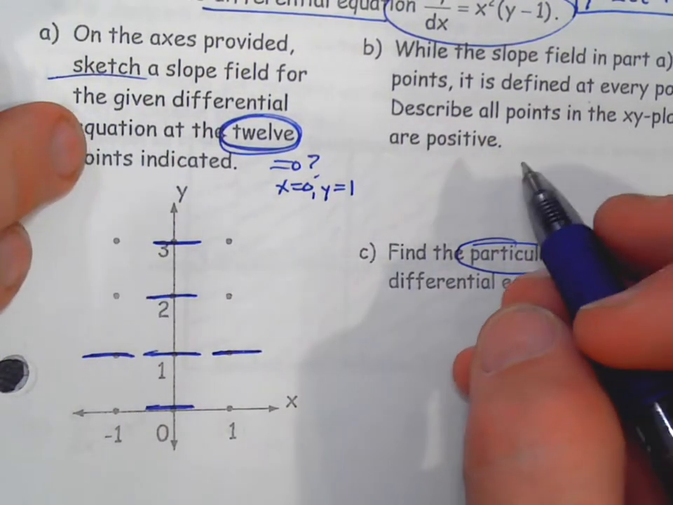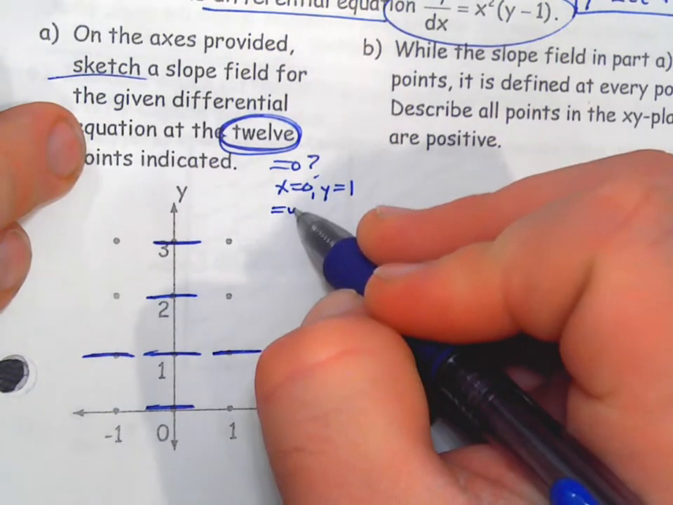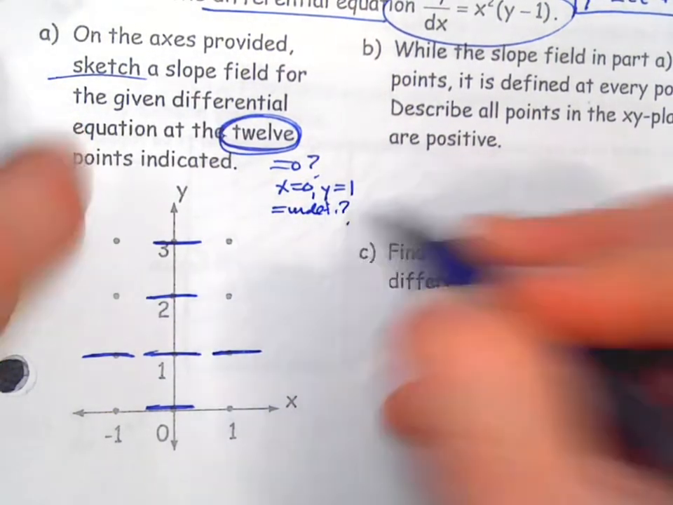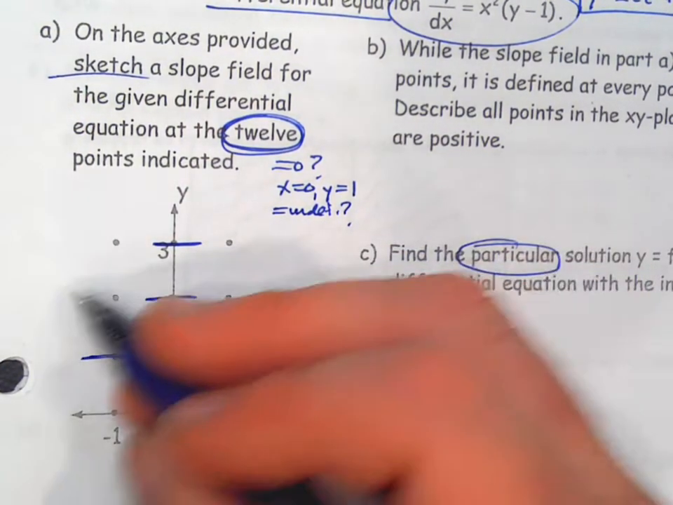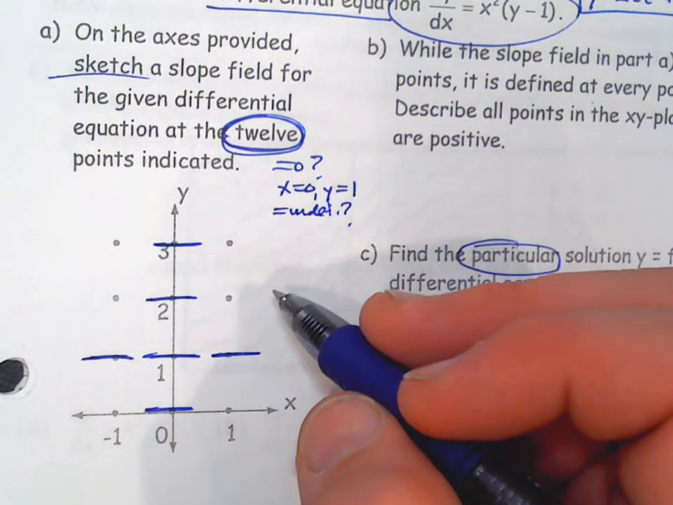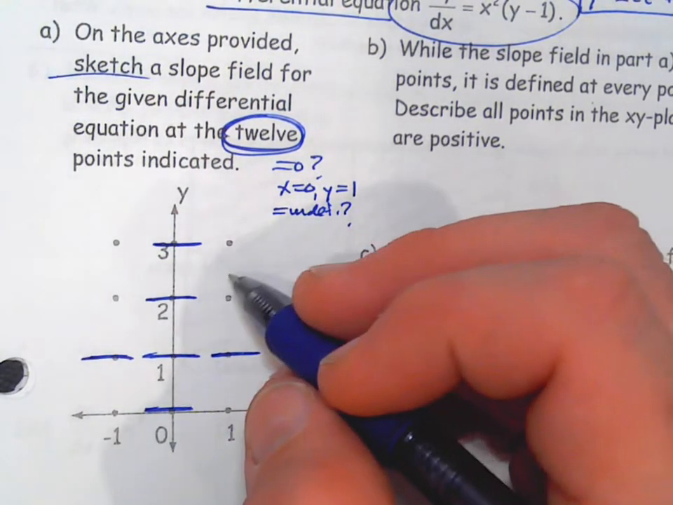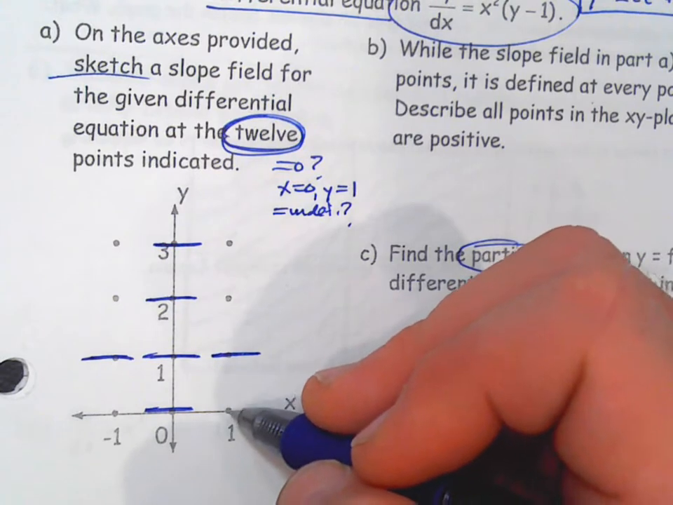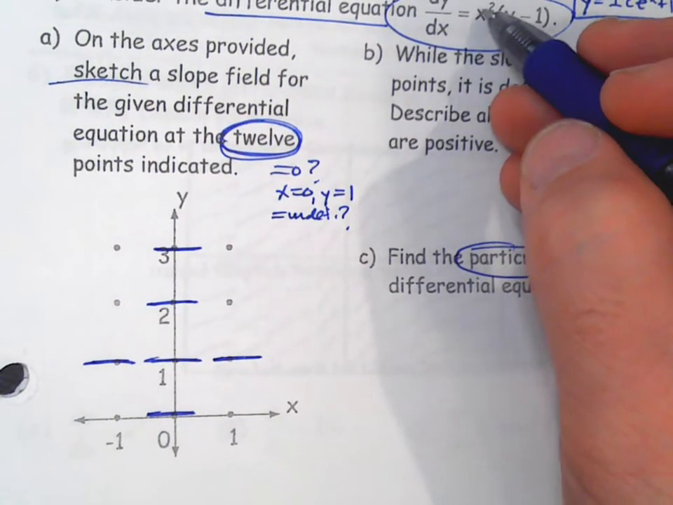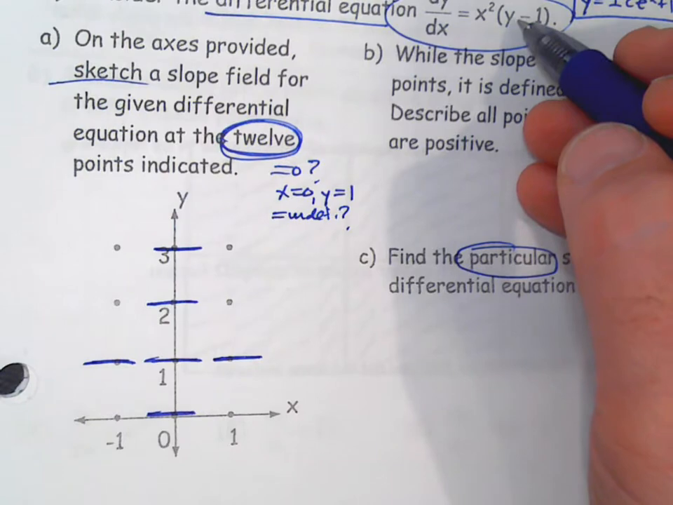Is it ever undefined? No. So I think I'm just going to plug these in. There might be some kind of symmetry, vertical or horizontal. When you plug in 1, 2, 1 for x, 2 for y, you get a slope of 1.